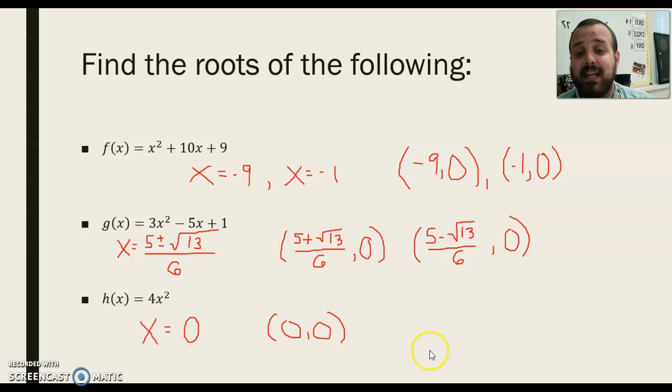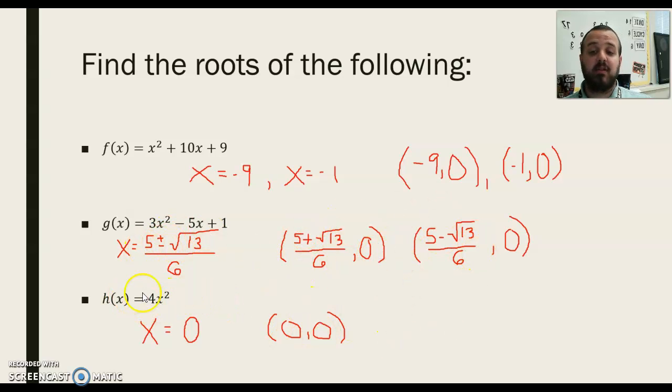All right, and we're back, and here you can see I went ahead and found the roots for each of these. So the first one, you set equal to 0. This one will factor. I got x equals -9, x equals -1, so there's my two roots. This one I had to use the quadratic formula, or you could have done completing the square, and I got (5 plus or minus square root of 13) over 6, and so I put those in my roots.